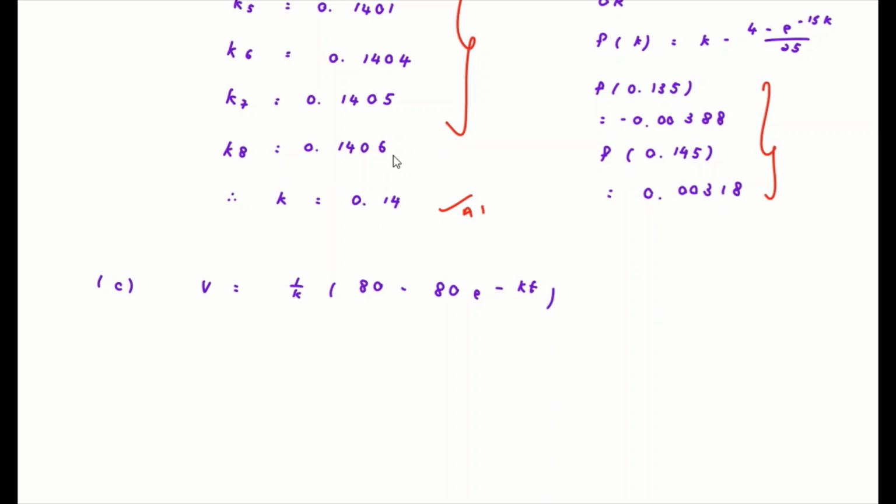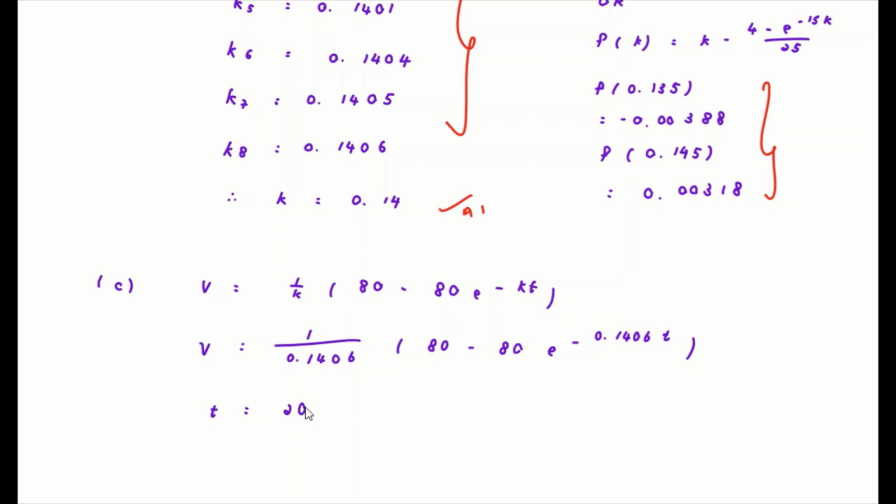Because if you continue the iteration, you'll realize that k will converge to 0.1406. So it will be helpful if you can use a more accurate answer for this. In this case, if you use 0.14, it is okay as well, because the question gives you an inclusive answer range. Later I'll give it to you as well. So 80 minus e to the negative 0.1406t. Okay, so let's try the first one first.